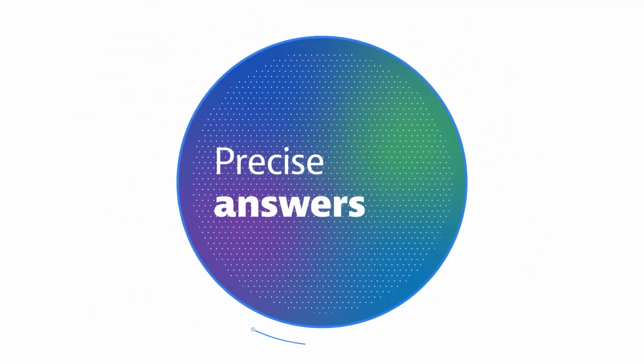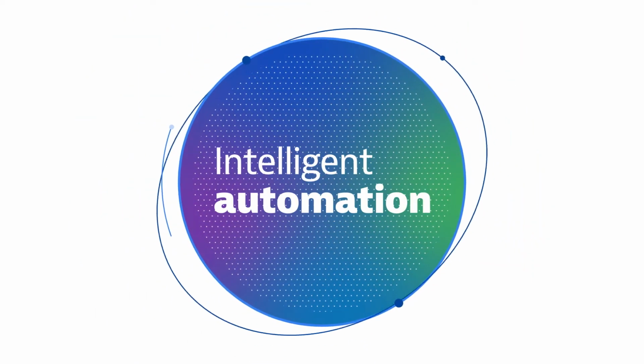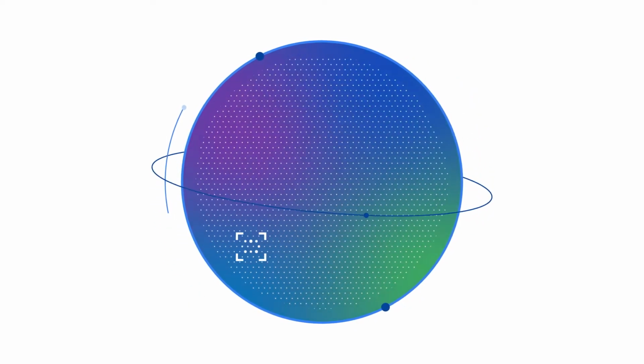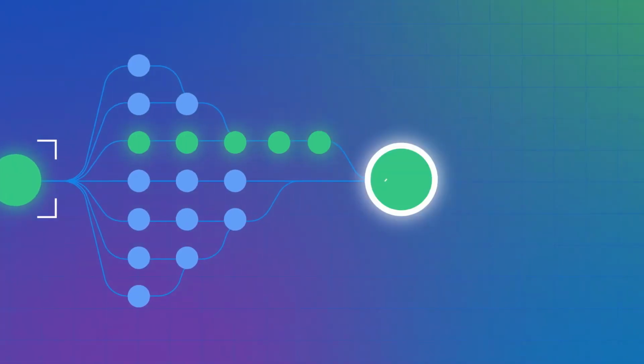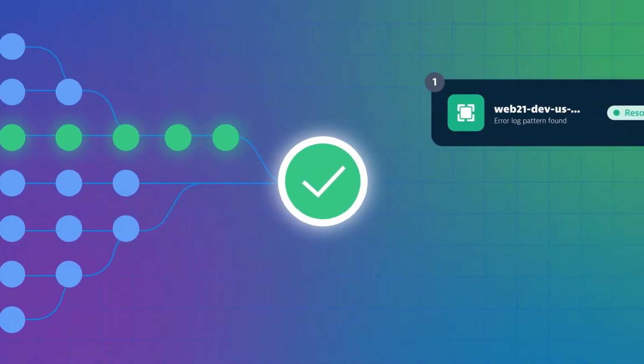But in order to take control of dynamic multi-clouds, teams need more than just data on glass. They need precise answers and intelligent automation. So the game-changing AI at the heart of the platform allows Dynatrace to understand all that data in the context of your business, delivering answers and providing automated solutions before users ever know there's a problem.